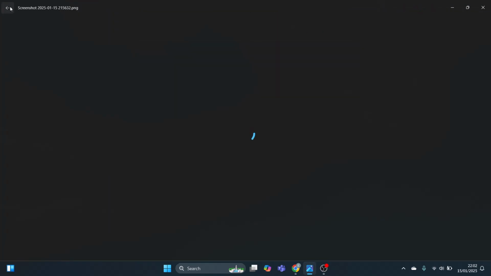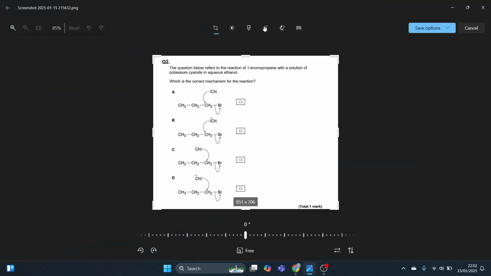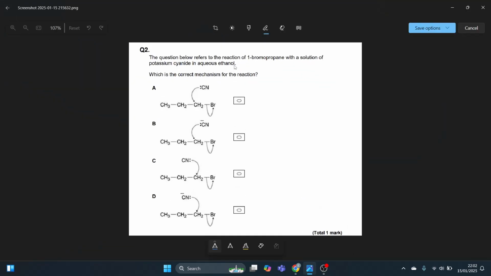Question 2. Which is the correct mechanism for this reaction? Okay, so 1-bromopropane with potassium cyanide. This is obviously going to be nucleophilic substitution. I already know that the CN minus ion needs to be negative, so it can't be A and it can't be C because the CN doesn't have this negative charge. So I'm left with B and D. Now, what's the difference between B and D?